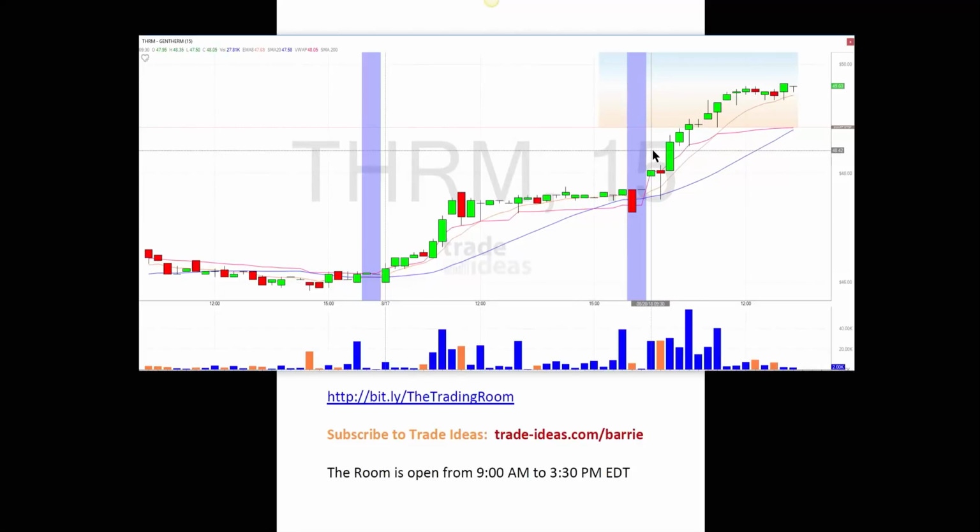I got the alert for it, and I actually traded this one twice. Got into it at 49.10 on the break, right about here. Got out of it at 49.05, and then look what it did. It dropped all the way down.